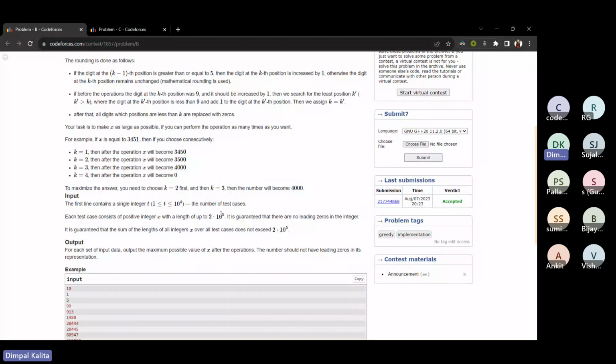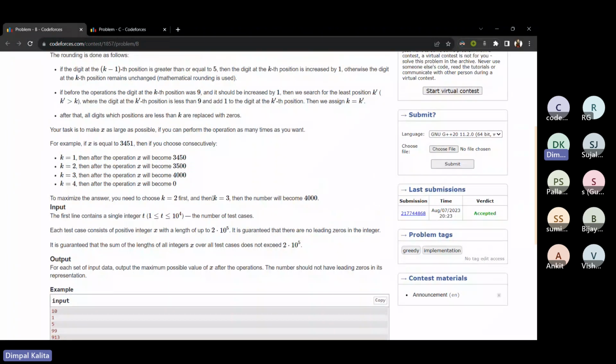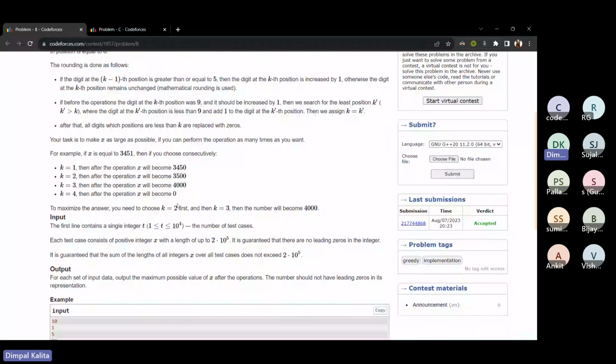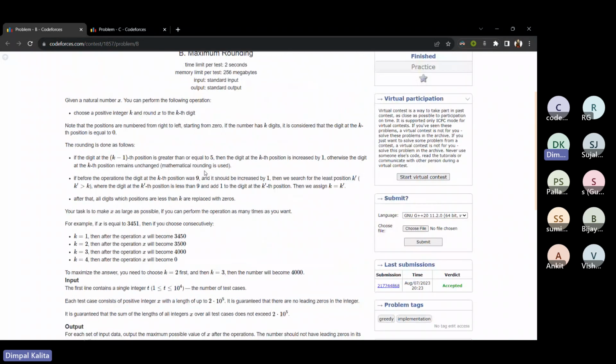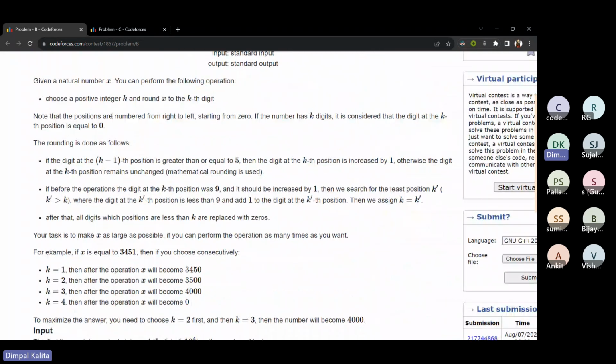Okay. So what happens is we know we have to take the input as a string, because we cannot take the input as a number, because numbers only support 64-bit integers, that is 10 to the power 18. This is 10 to the power 5 digits. It will not be supported in int, so we have to input it as a string. Okay, then let's go to the next part of the statement.